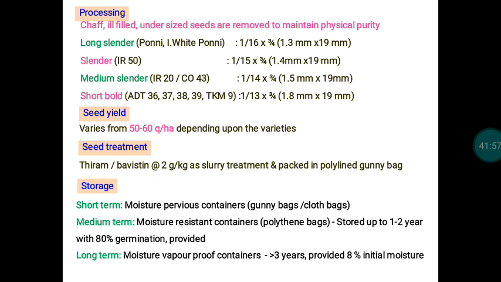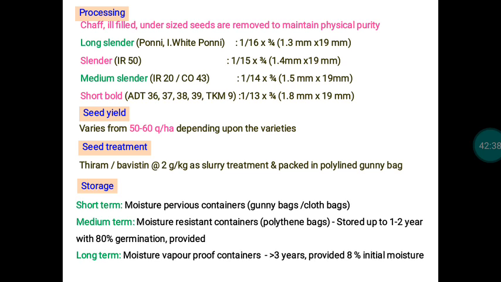Then after treatment is given, we can pack the seeds in appropriate containers. For example, the duration of storage is known. Accordingly we can select the containers used for storage. Say you are going to store the seeds for about 6 months, short term. In that case you can use a moisture pervious container. Moisture pervious container means this container will permit the entry of moisture into the inner side of the container. For example, a gunny bag or cloth bag. Here you cannot maintain the moisture content of the seed throughout the period of storage. Because of that, this particular container is used for short term storage.